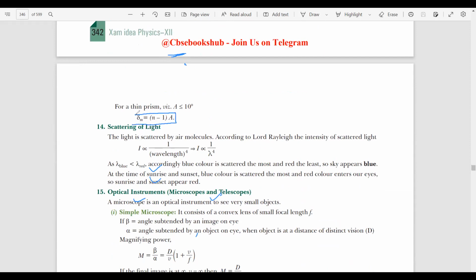So delta M equals (n minus 1) into A. For a thin prism, A is less than 10 degrees. A is that corner point, the angle of prism.